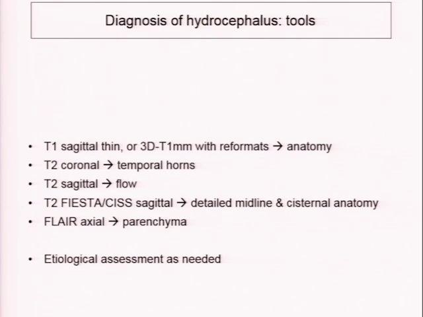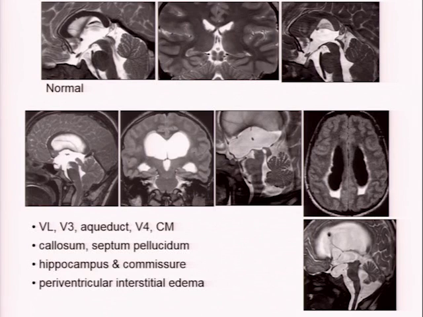We complete it with T2 FIESTA, CISS, or whatever you want to call it, sagittal, because it gives you very precise midline and cisternal anatomy, and I like the FLAIR to look at the parenchyma. Then you add, if you're looking for the etiology, if the etiology is maybe a tumor, contrast or whatever.